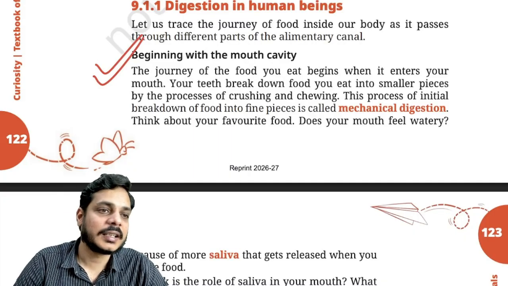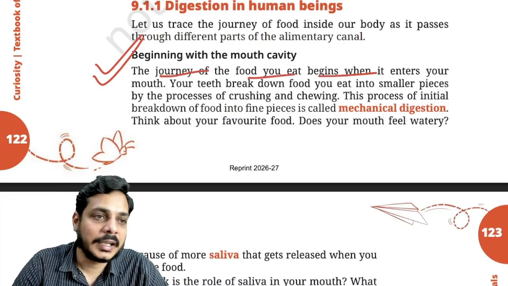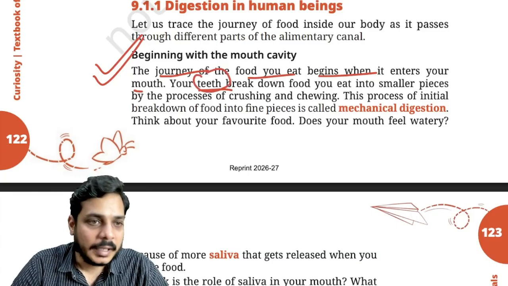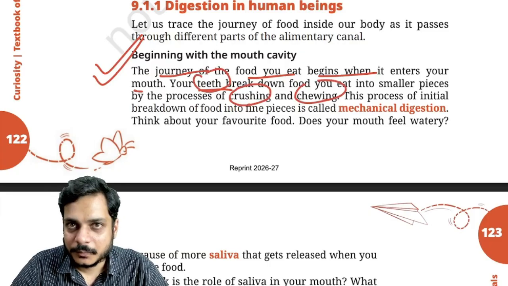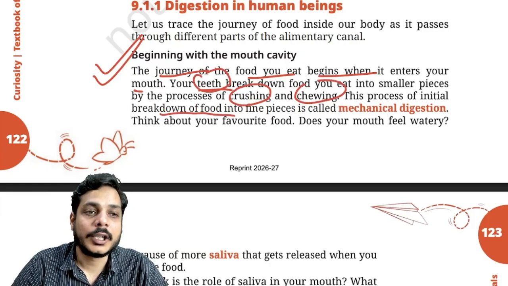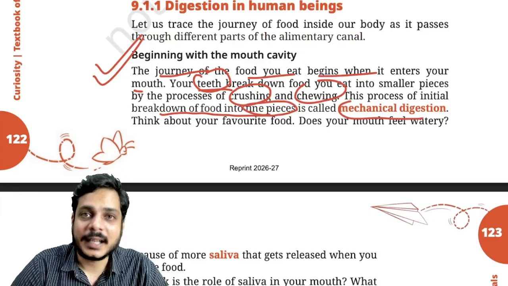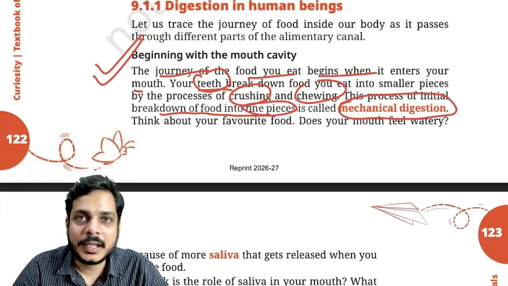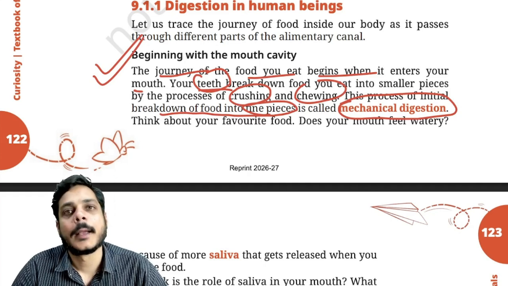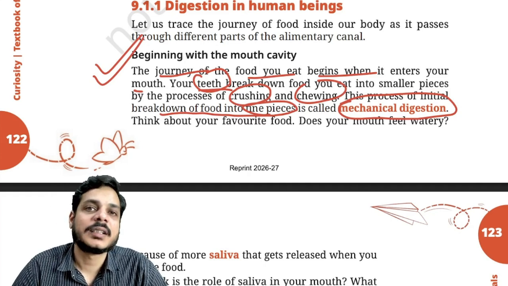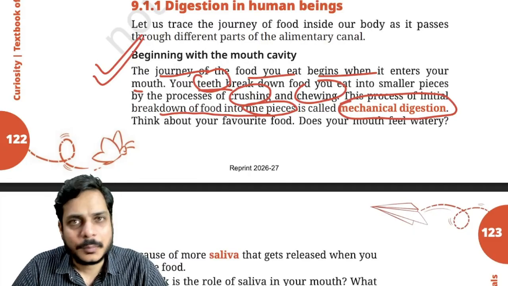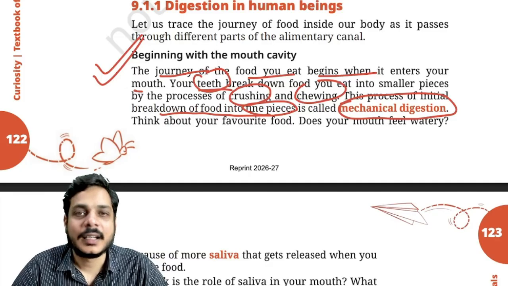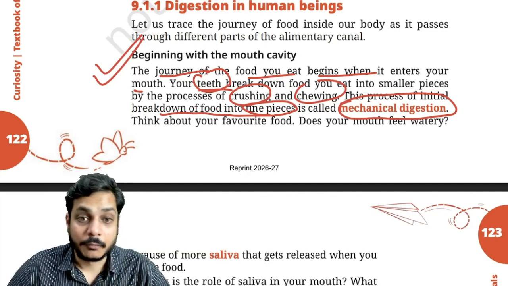Let us read this. The journey of food you eat begins when it enters your mouth. What is the responsibility of teeth? Teeth must crush it, and they are responsible for chewing. The process of initial breakdown of food into fine pieces is called mechanical digestion. That means if you eat a guava, your teeth perform the function of chewing and crushing it. This is called mechanical digestion. Once it converts into finer pieces that you can ingest and lead to the food pipe, then it is ingested.